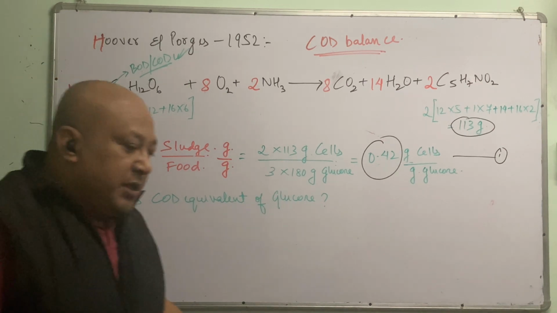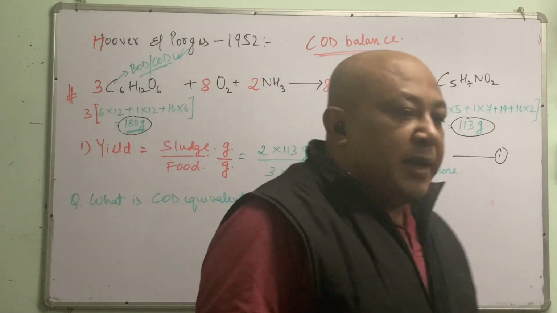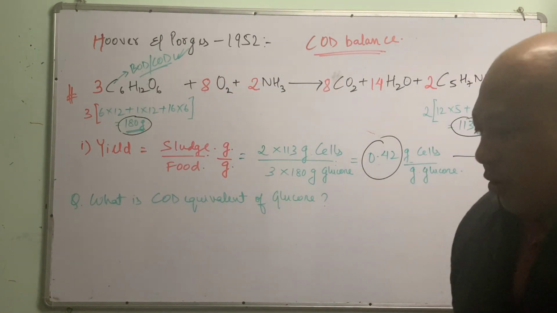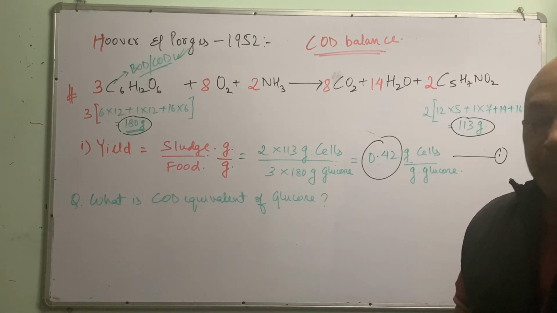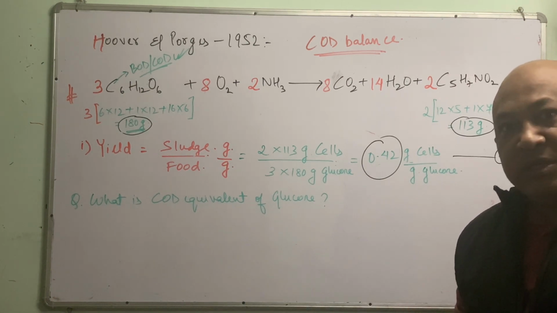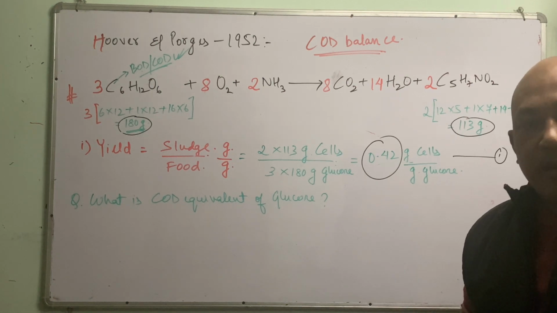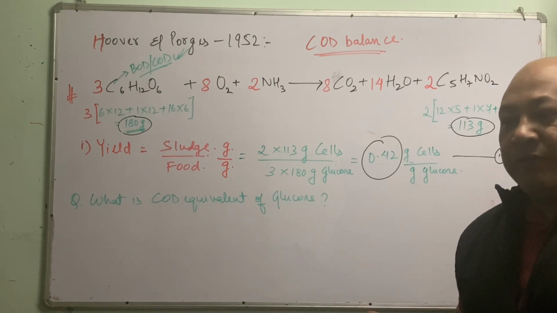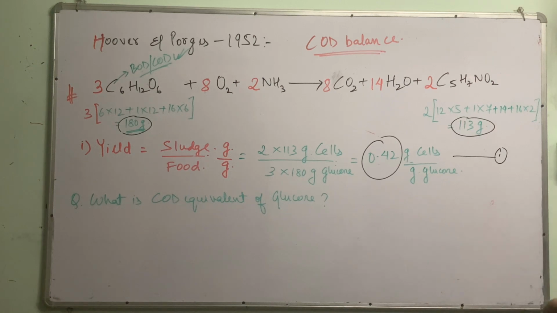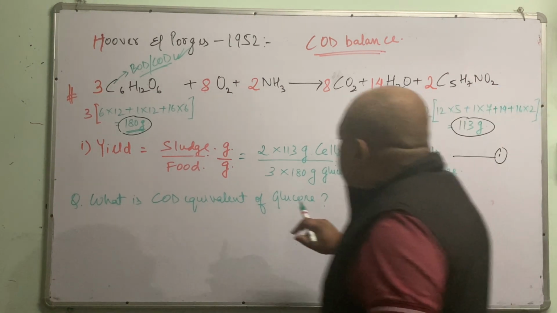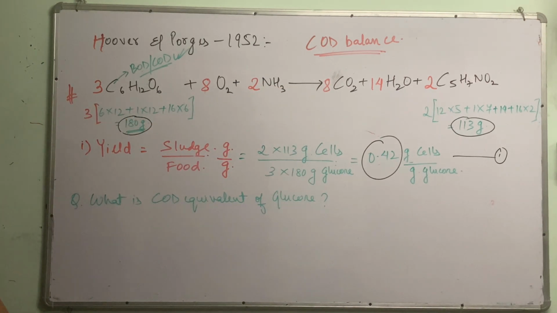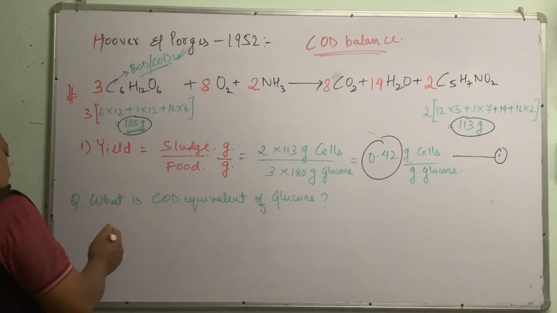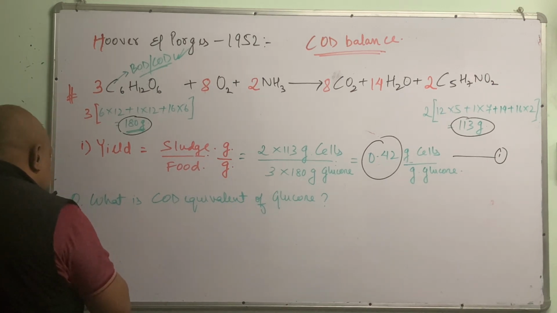But you may say, sir, you have done the experiment with glucose. I want to know by fructose, or by alcohols, ethanol, propanol, whatever, because alcohol itself is also another organic. So I don't want to use glucose, I want to use alcohol. But we cannot do the experiment with the alcohol again. So you have to say this COD equivalent of glucose. This is another question.